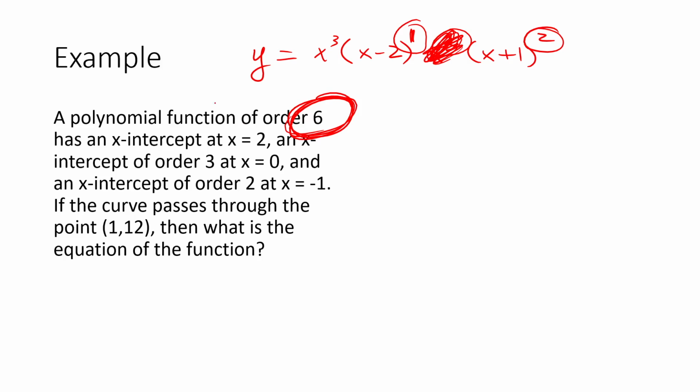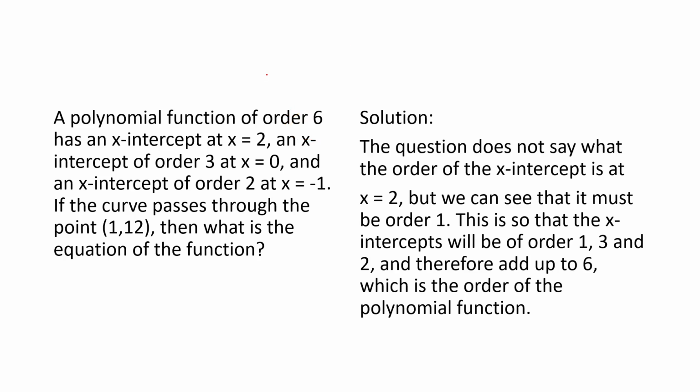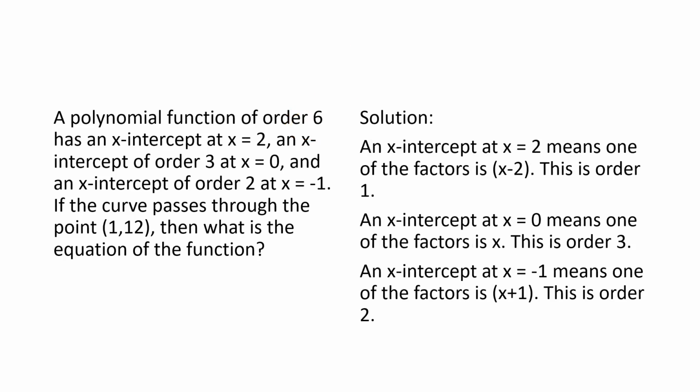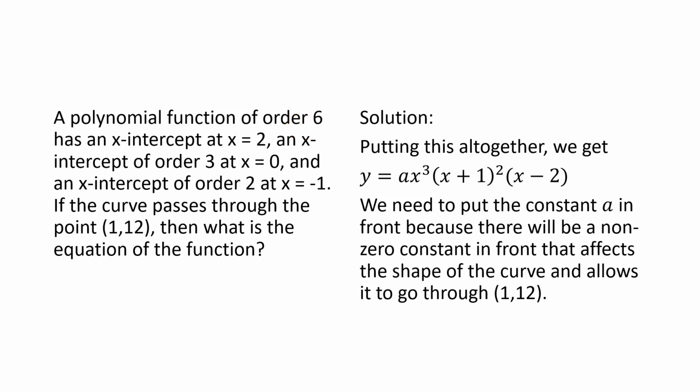And finally, something like we learned in grade 10 is we should put an a here because we don't know exactly what the vertical stretch factor will be. So what we can do is say that we've got a polynomial in the form y equals a x cubed, x plus 1 quantity squared, x minus 2.